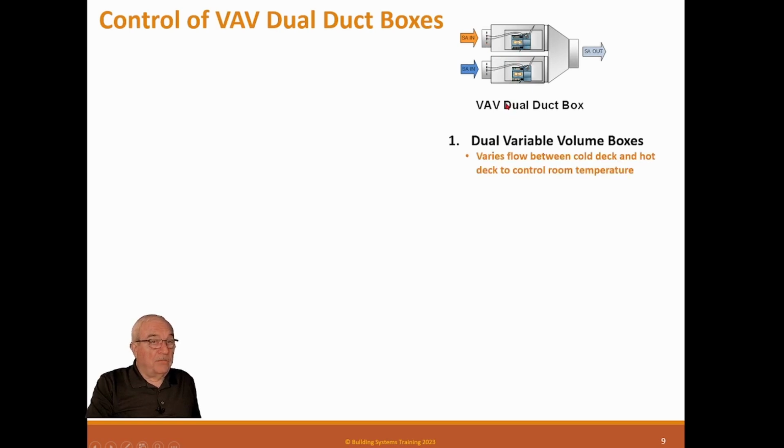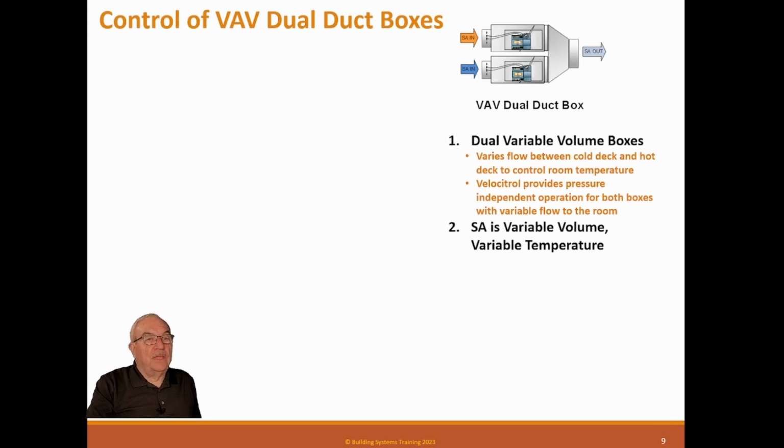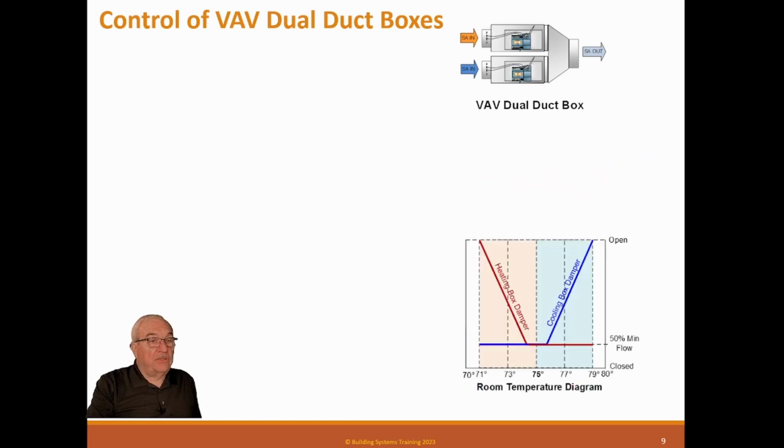Dual variable volume boxes, variable flow between the cold deck and hot deck to control room temperature. Velocity control provides pressure-independent operation for both boxes with variable flow to the room. Supplier is variable volume and variable temperature. That's a little bit different because it has both. Sound attenuators if desired, and here's what a control loop looks like for these two boxes.